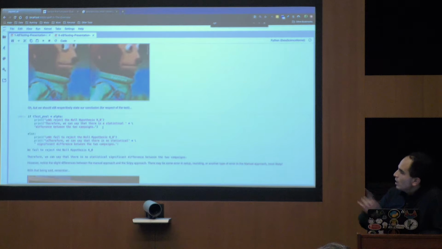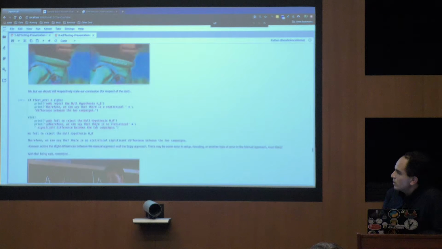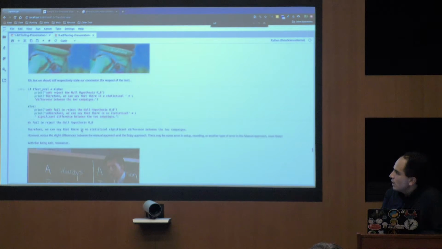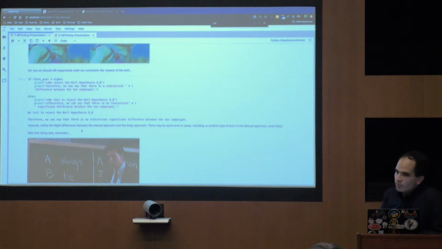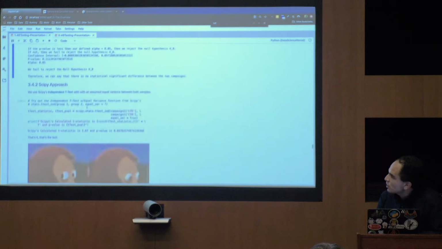And here, if we make a decision based off the calculation of the SciPy function, we still fail to reject the null hypothesis. But if you noticed, between my manual calculation and the SciPy calculation, there were some differences in both the p-value and t-statistic, just subtly.